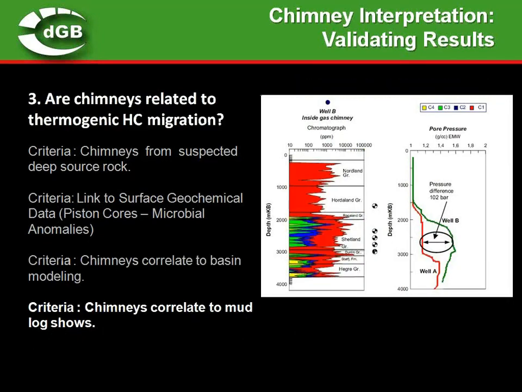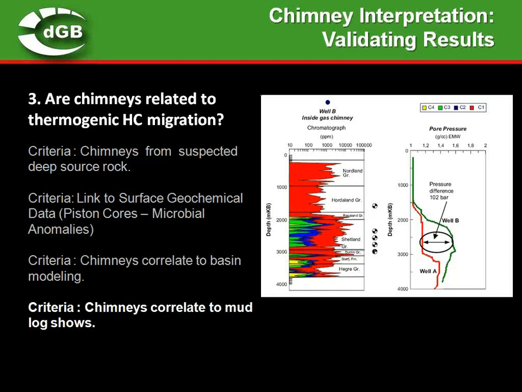Finally, we can ask if the chimneys are related to thermogenic hydrocarbon migration. Another criteria we can look at is, do the chimneys correlate to mudlog shows? Anytime that we drill through a show, C2 through C5, or an oil show, we should be able to see a link between that show and a deeper chimney, or actually in a source rock itself.